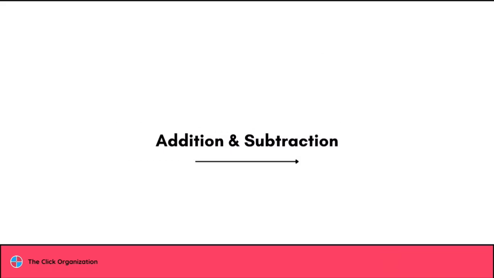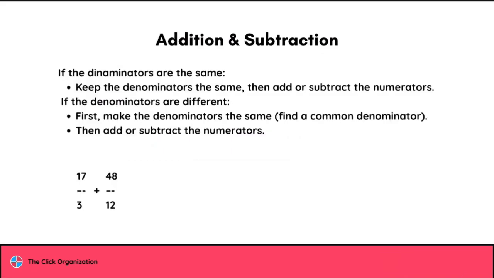First part, addition and subtraction. Addition and subtraction in fractions are very easy. We just take a look at the denominators, okay? If the denominators are the same, we keep the denominators the same, then add or subtract the numerators, okay? And if the denominators are different, then we first make the denominators the same, right? So we find a common denominator. Basically, we find their LCM and then add or subtract the numerators.